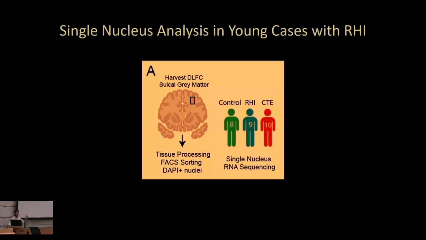Control individuals don't have any disease, and they don't have any exposure to sports. So they are controls in both areas. Individuals with RHI, repetitive head impacts, played sports but don't have disease. Then we have individuals with CTE. They played sports and have very early stage, mild disease.